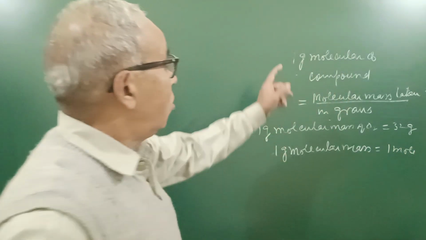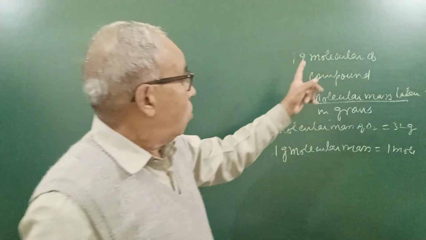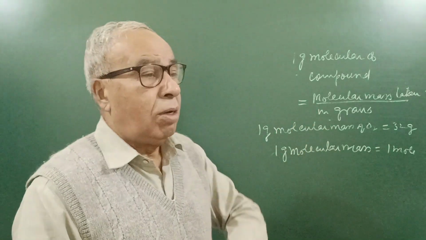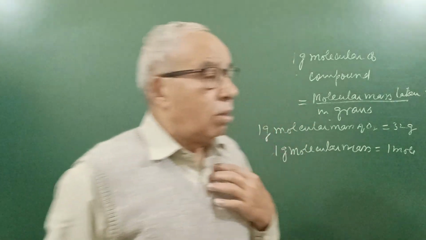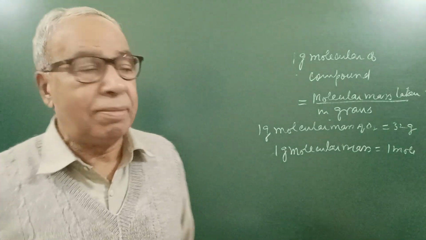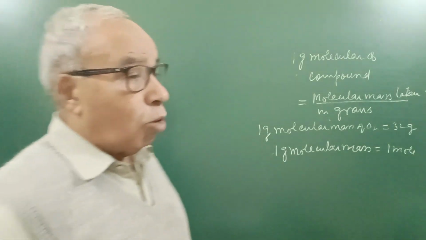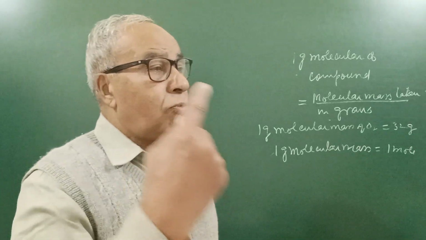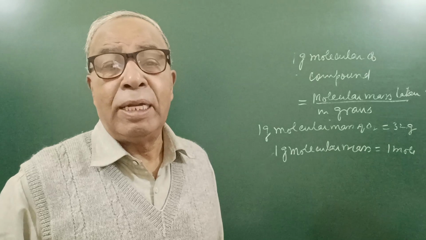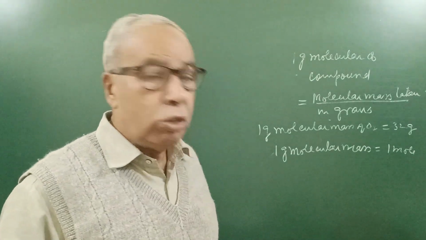For an element, 1 gram atomic mass of the element is equal to the atomic mass taken in grams. For example, calcium: 40 gram of calcium is equal to 1 gram atomic mass of calcium, and is equal to 1 mole of calcium. 1 mole of an element has atoms equal to Avogadro number. 1 mole of a compound has molecules equal to Avogadro number.